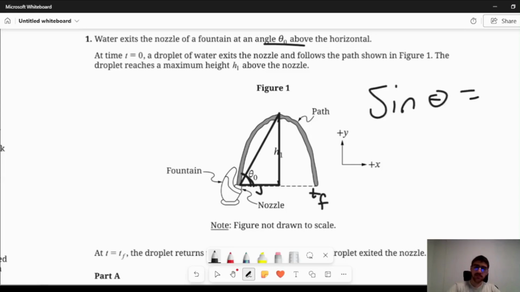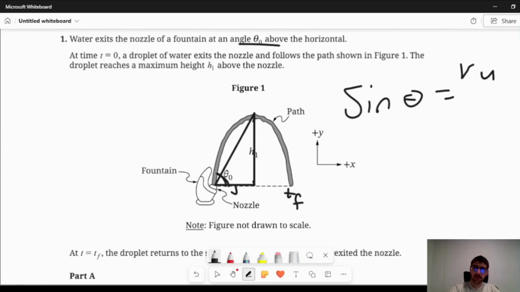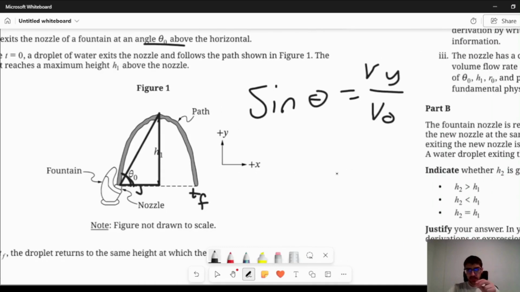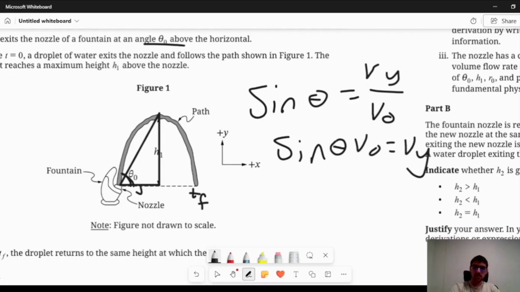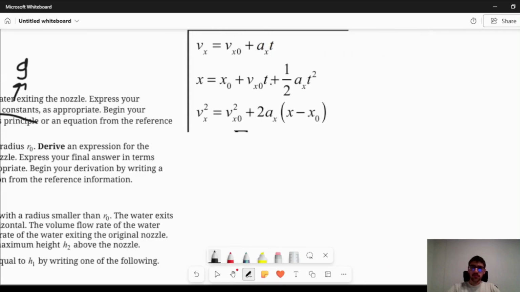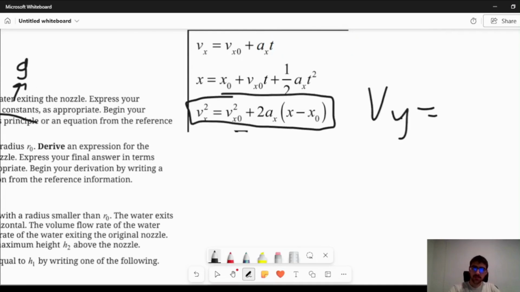Now sine theta is equal to opposite over hypotenuse, so that would be Vy, the y component velocity, over V0, which is just the velocity in general. So when we use the equations for velocity, we're going to be plugging in V0 sine theta, because that is equal to Vy, if that makes sense. This will give us an equation with V0, which we can then solve for to find what V0 is. So using this, we're going to use this equation, knowing that Vy is equal to V0 sine theta.